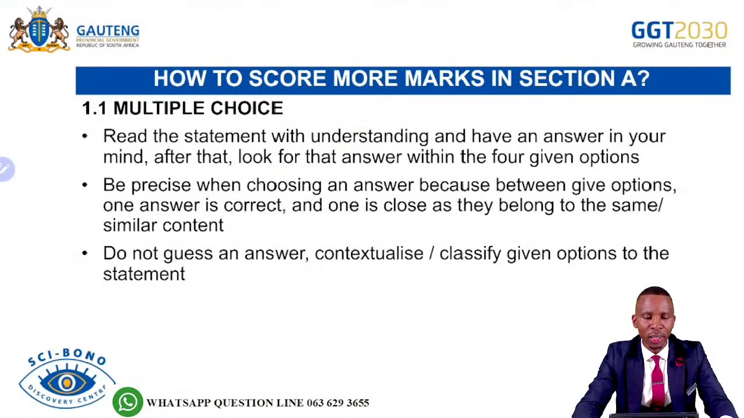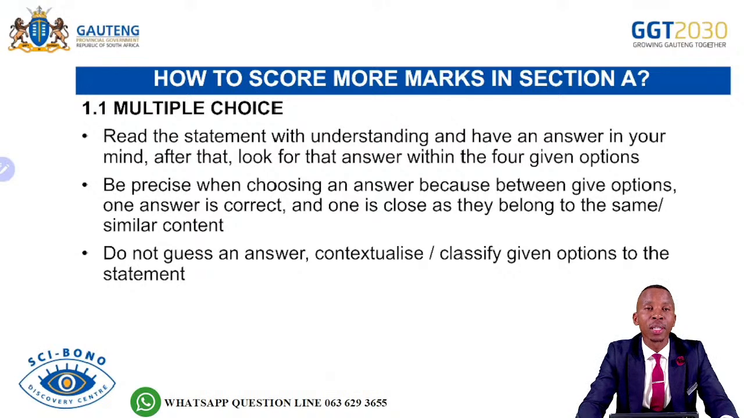Multiple choice as usual. You need to read the statement with understanding and ensure that you have an answer in your mind before you choose from the given options. Be precise when choosing the answer, because one option will be correct. Avoid guessing. You need to read each statement with understanding and pick the answer. Do not guess an answer. Contextualize, classify the given options against the statement, then you get the correct answer. Ensure that you read with understanding, you produce the answer in your mind, then you choose that answer from the 4 options.